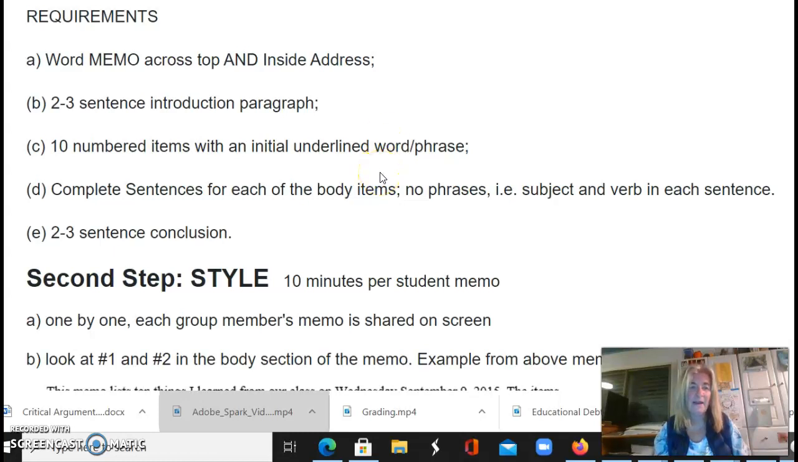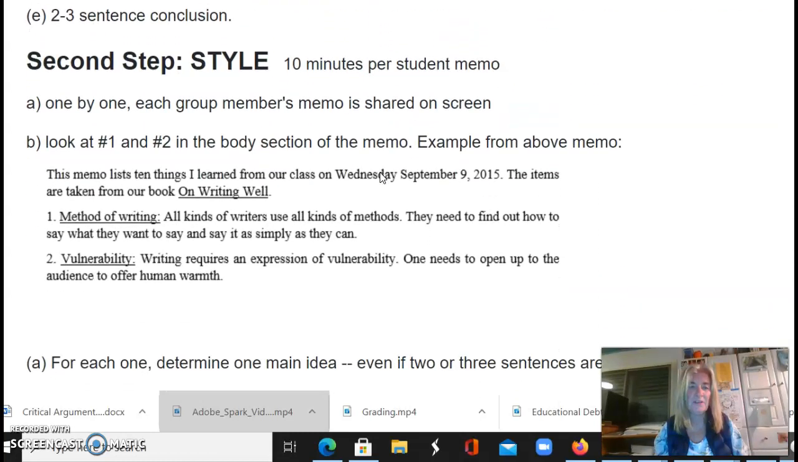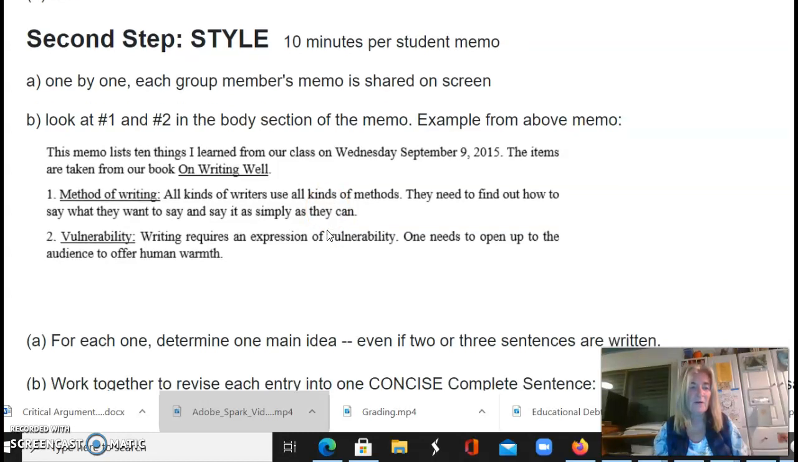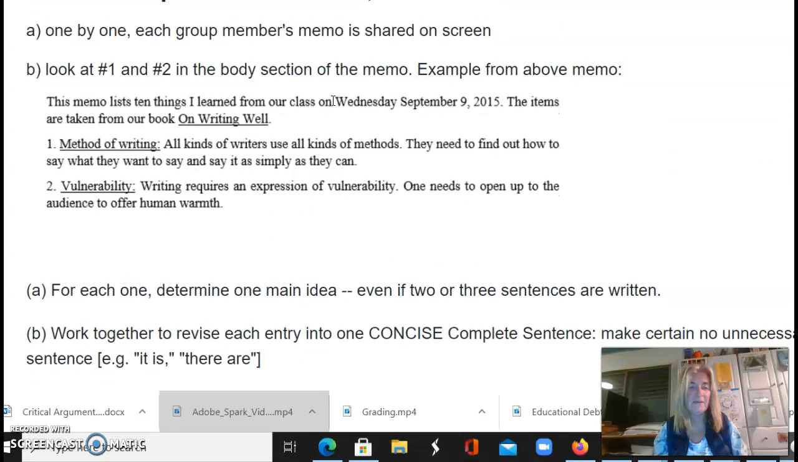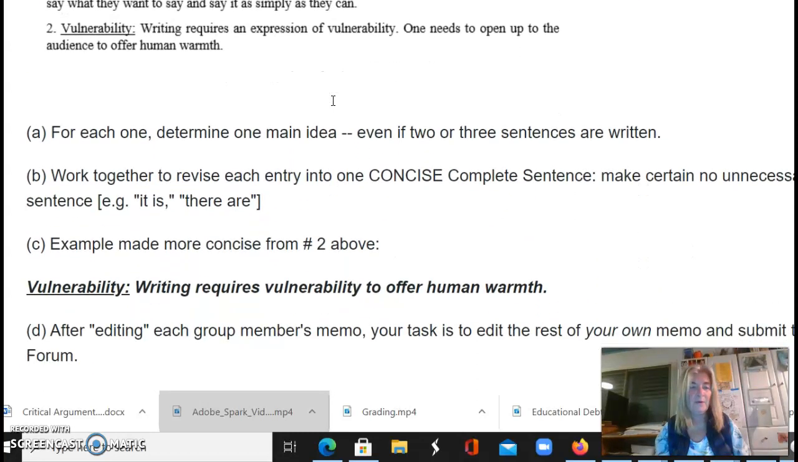And then they put the memos up for a second time, and they took just the first 2 items, and we had them write 1 complete sentence. So the instructions were for each one of these 2 items to determine the main idea, even if the writer had used 2 or 3 sentences. In the group, they were to work together to revise each entry into 1 concise, complete sentence, and get rid of unnecessary words like "it is" and "there are."